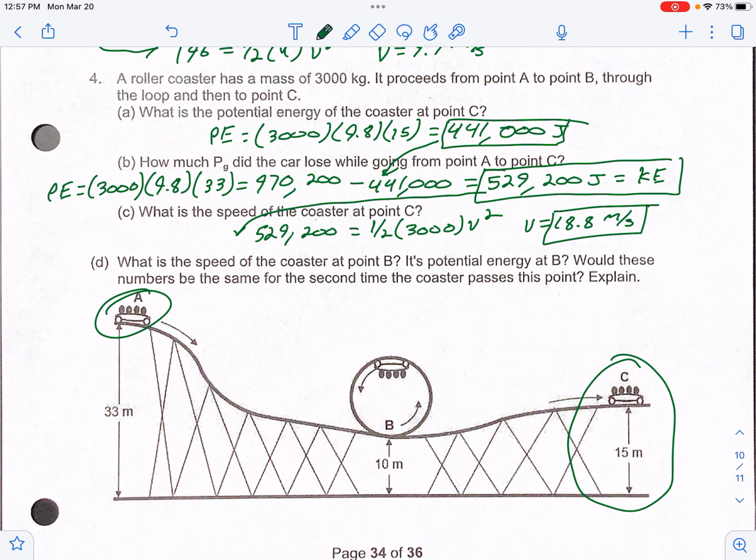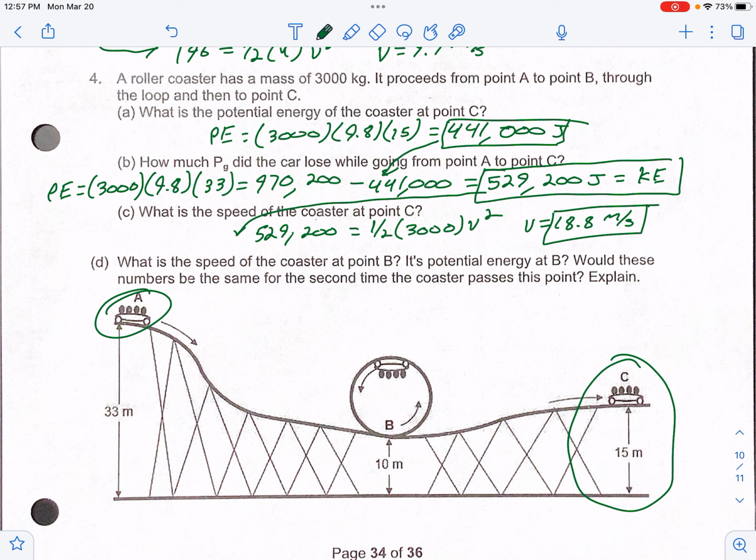Okay, D, what is the speed of the coaster at point B? Its potential energy at point B. And would these numbers be the same for the second time the coaster passes this point? So what we're going to do is figure out what the potential energy is at point B, so we can just go ahead and do that.